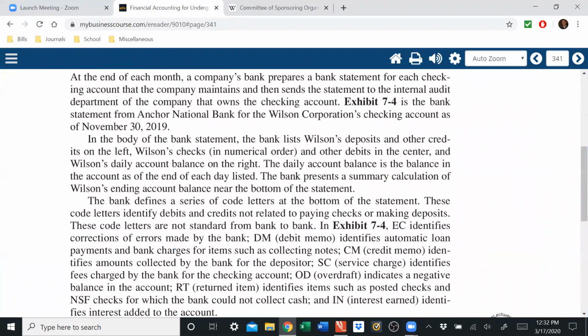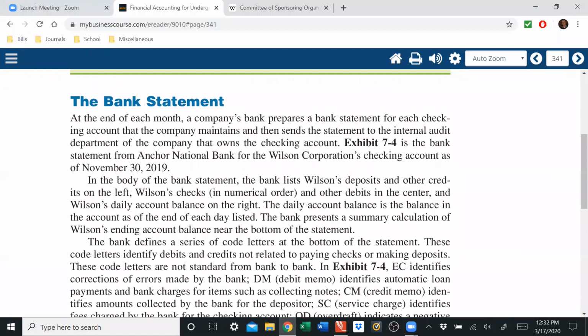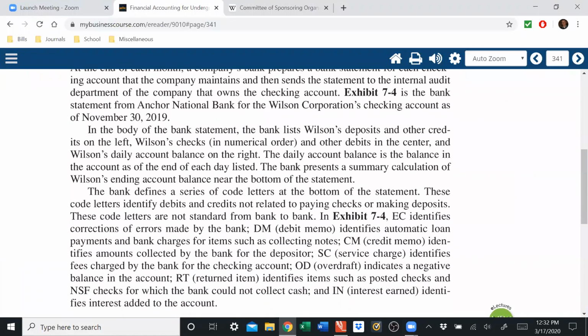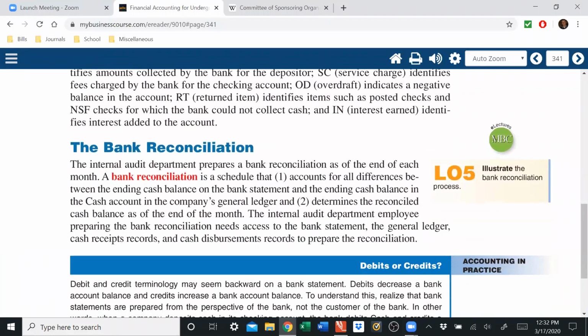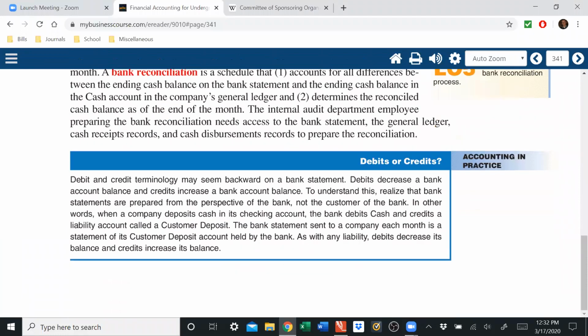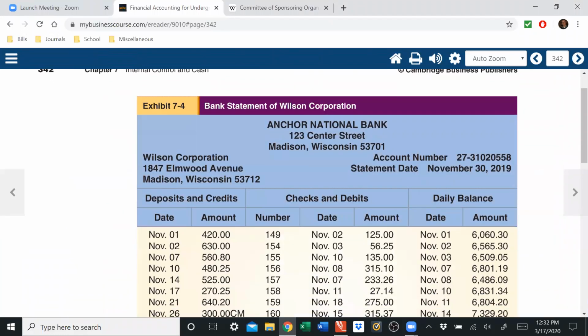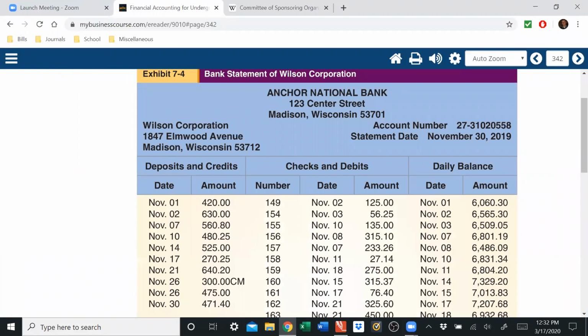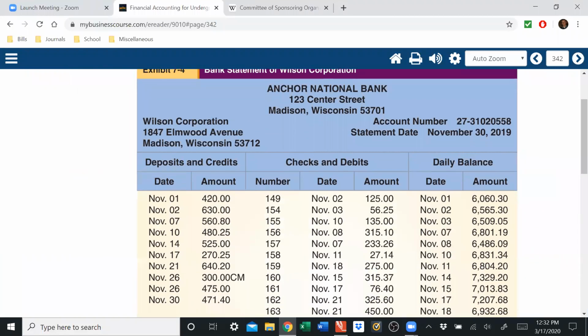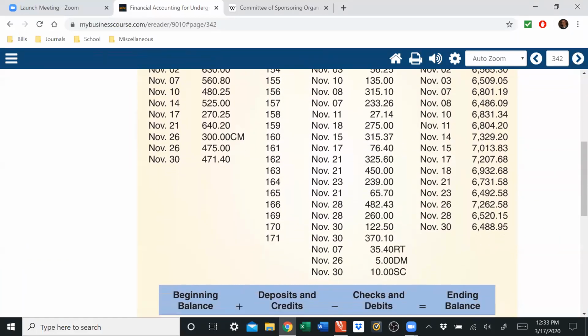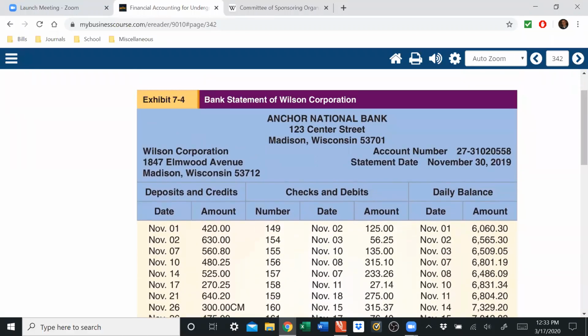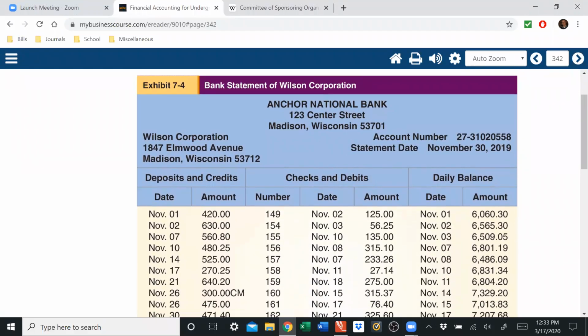So at the end of each month, a company will receive a bank statement from their bank. And let's give an example here. Wilson Corporation receives this bank statement at the end of November from their bank. Their bank is Anchor National Bank. Doesn't matter who their bank is. They receive this bank statement from their bank.